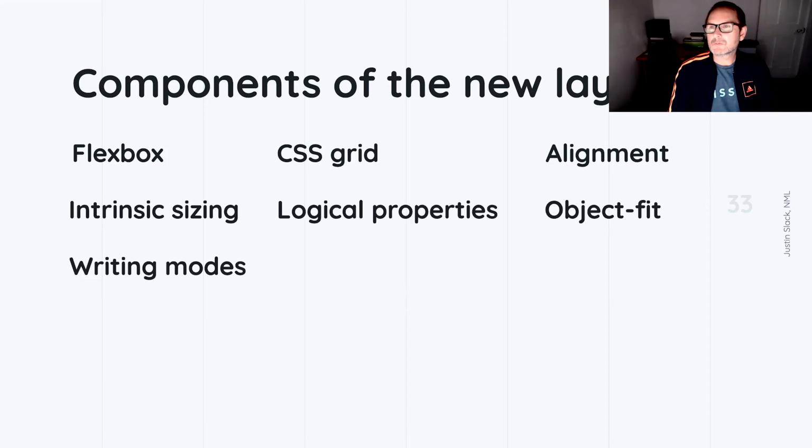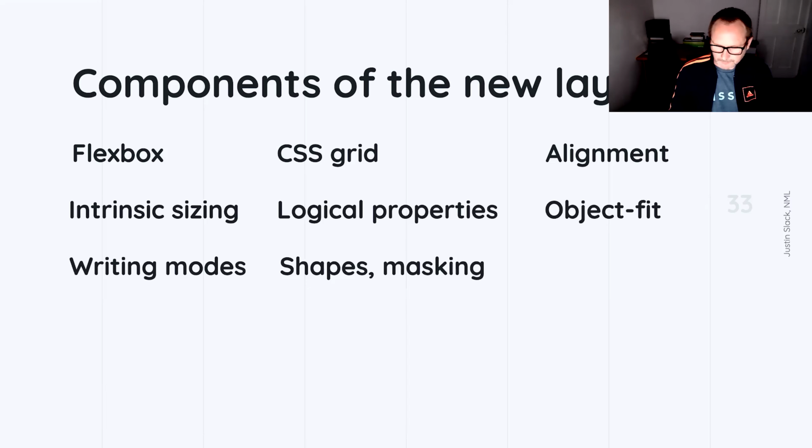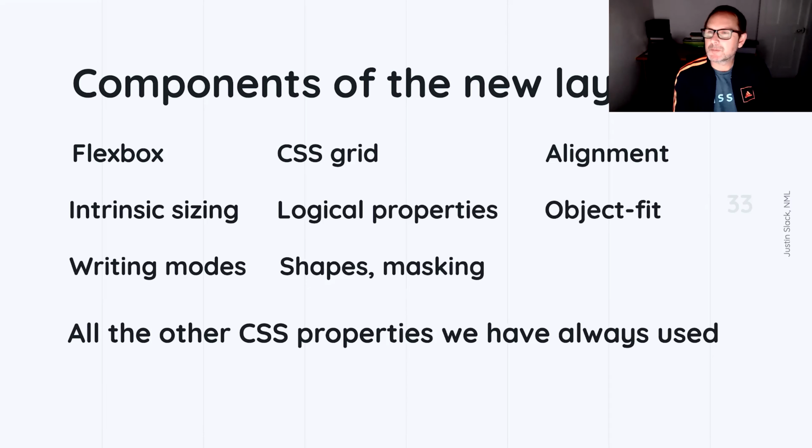We have writing modes for changing orientation for different languages. This is very exciting to me, and I'll show you some examples of this. And we have shapes and masking, where we can now flow text around irregular shapes rather than just rectangles. And then, of course, we've got all the other CSS properties we've always used. They haven't gone away. They're perfectly usable, and we really shouldn't be discarding them. There tends to be a sense that, oh, we've got all this new stuff now, let's ignore the old stuff. But there's so many useful things in older versions of CSS that we should never get rid of.